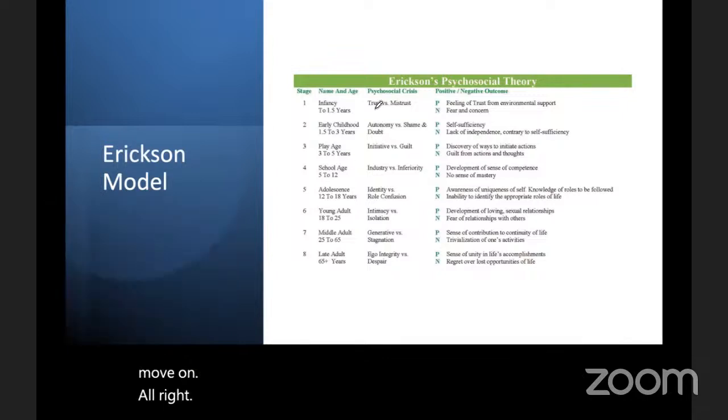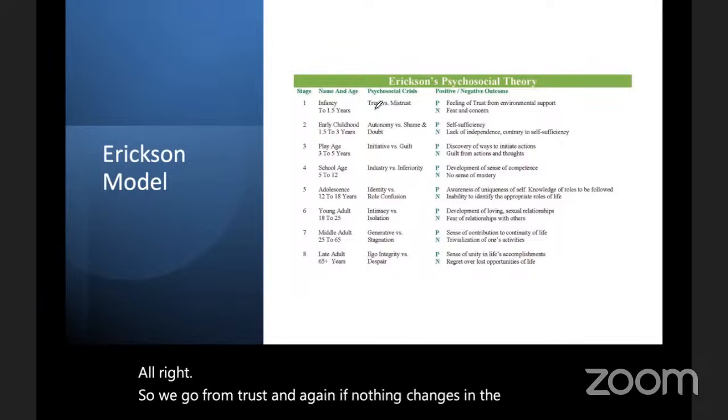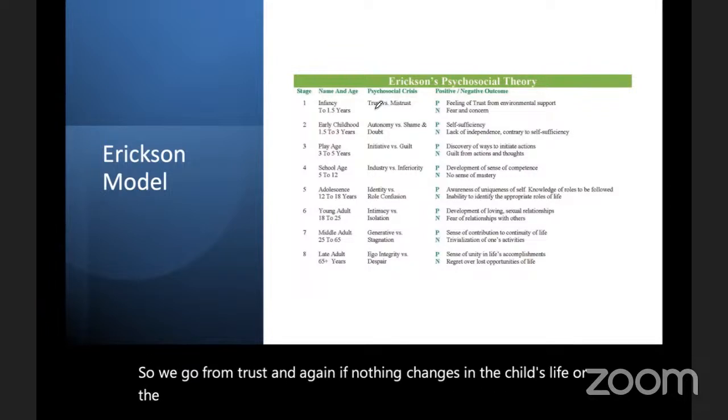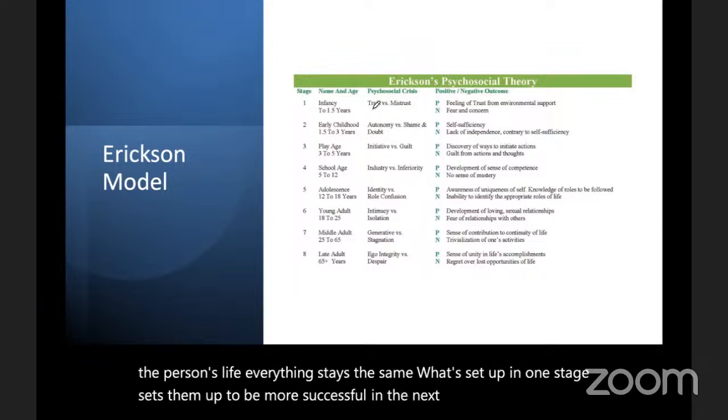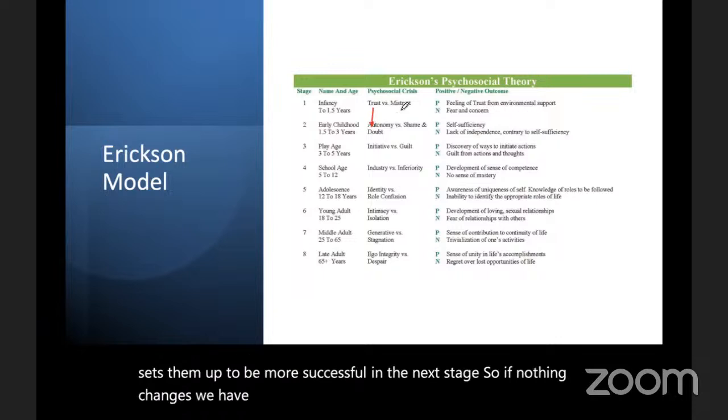So we go from trust. And again, if nothing changes in the child's life or the person's life, everything stays the same. What's set up in one stage sets them up to be more successful in the next stage. So if nothing changes, we have trust heading towards autonomy, mistrust heading towards shame or doubt.